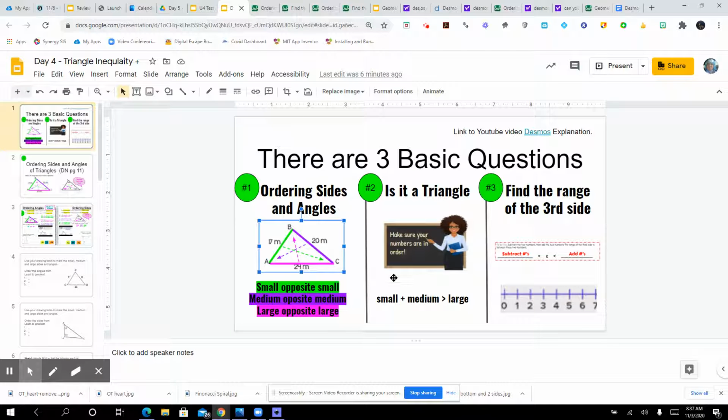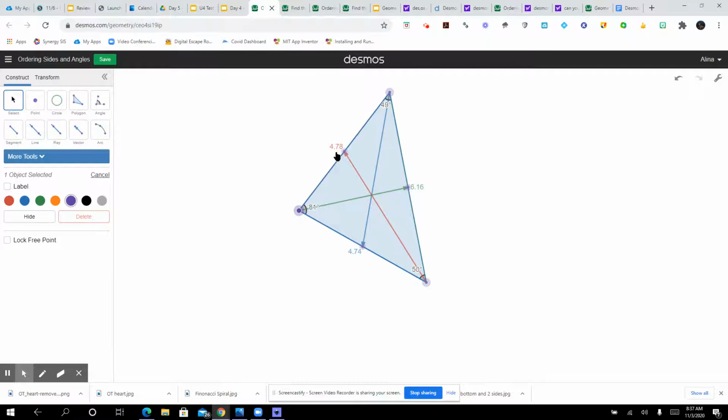Part number two: is it a triangle? We can use that same Desmos activity to look at this. Small side plus medium side has to be bigger than the largest side. So if we go back to our Desmos activity, the small side and the medium side added together have to be bigger than the largest side. So 4.7 plus 4.7 is bigger than 6. That is 100% true. What if I make this a really short triangle? 2.8 plus 3.5. Maybe I can make those friendlier numbers. Close. 2.7 and 3.4 are going to add up to be bigger than 6.